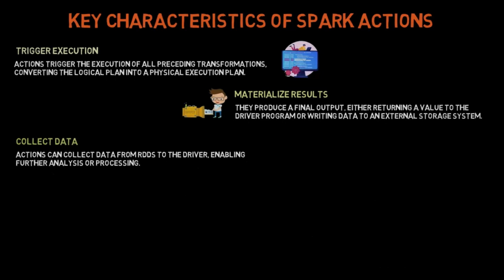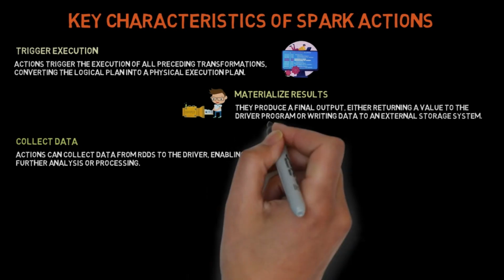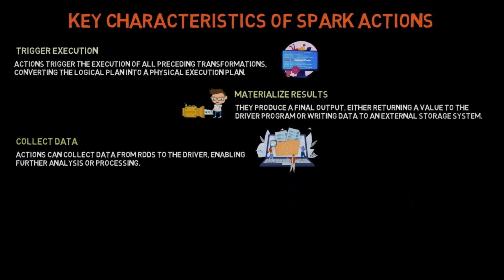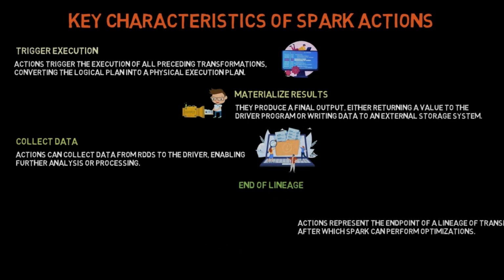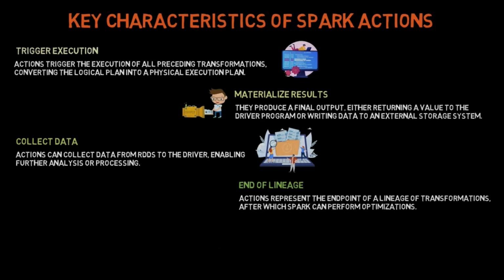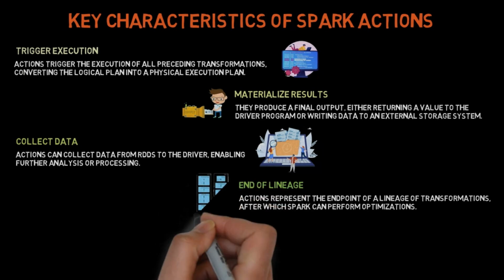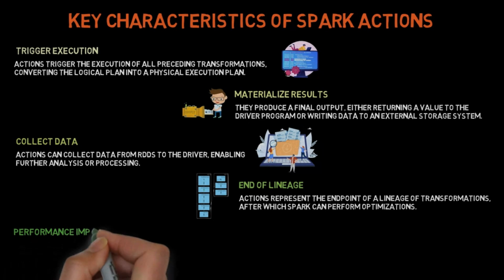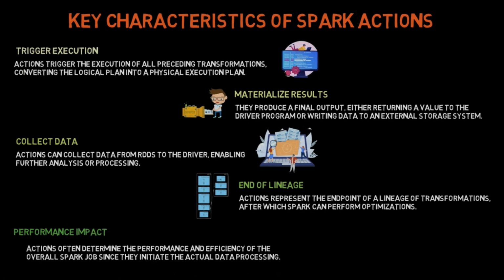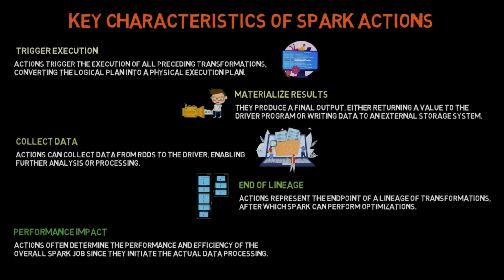Collect data. Actions can collect data from RDDs to the driver, enabling further analysis or processing. End of lineage. Actions represent the endpoint of a lineage of transformations, after which Spark can perform optimizations. Performance impact. Actions often determine the performance and efficiency of the overall Spark job, since they initiate the actual data processing.